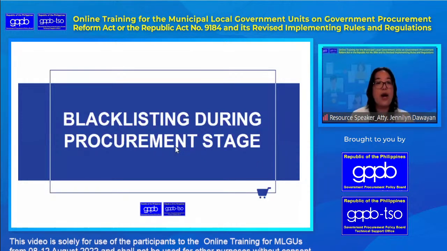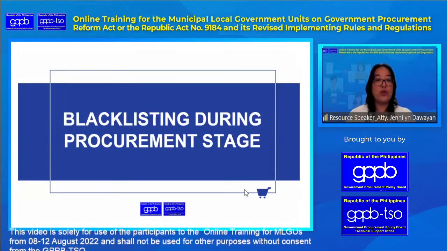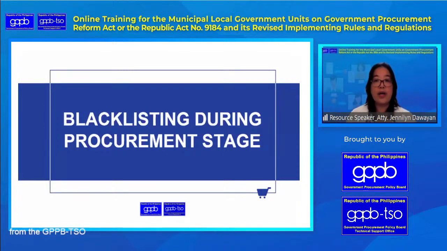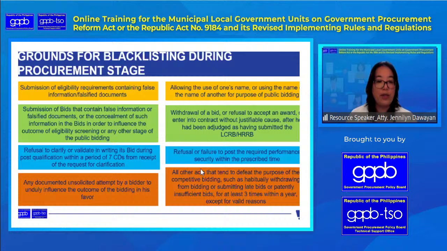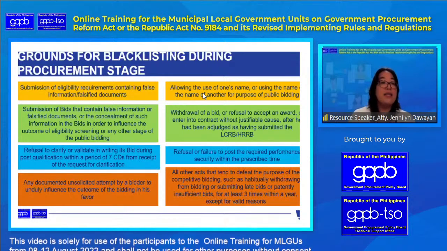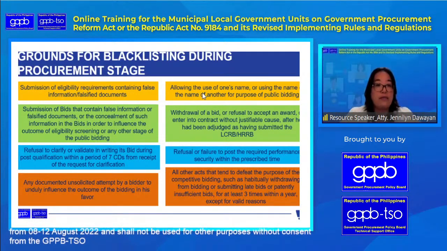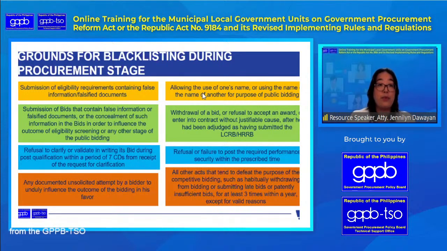Sige, so you have 2 blacklisting procedures. One during the procurement stage and secondly during the contract implementation stage. Sige, medyo mahaba-haba ng konti. Please bear with me, no? So the grounds for blacklisting during the procurement stage are many, no? So number 1, submission of eligibility requirements containing false information or falsified document during the procurement stage. So ano po ba yung procurement stage, di ba? Until issuance of the notice of award, no?